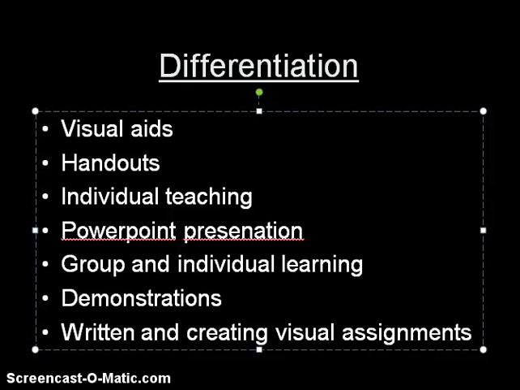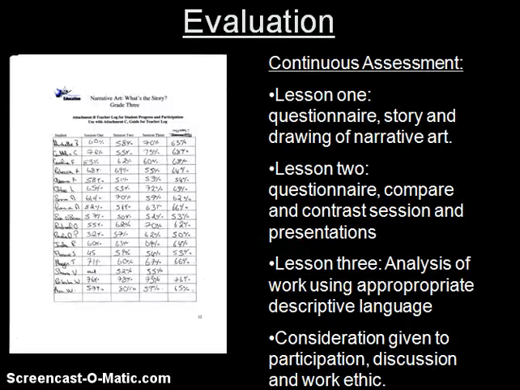Throughout this scheme, I employed various strategies to accommodate individual learning styles. These included visual aids, handouts, individual teaching, PowerPoint presentations, group and individual learning, demonstrations, written and creating.